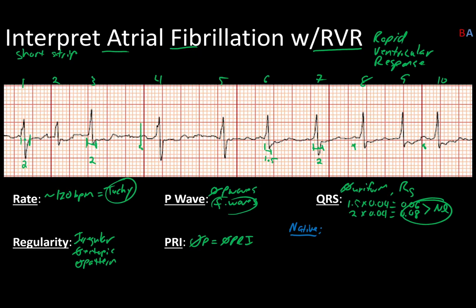I'm going to go ahead and say that the native beats include 3, 6, 8, 9, and 10. And that's because they have the RS pattern to them. So that's 3, 6, 9, and 10.